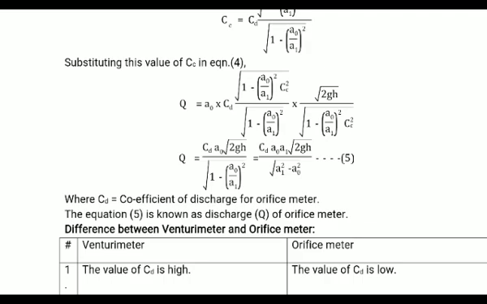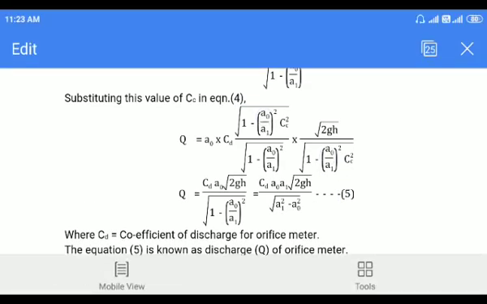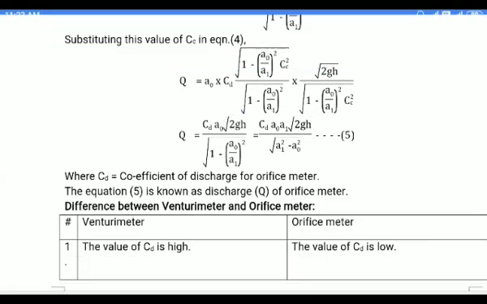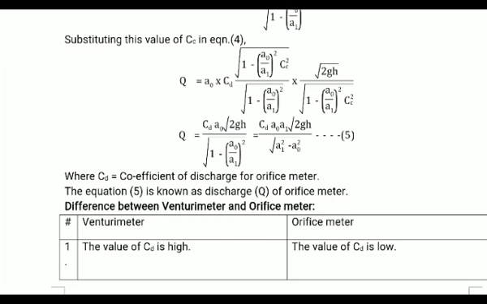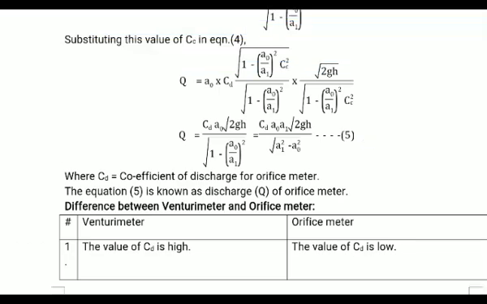Here this gets cancelled, this and this get cancelled, and the remaining will be Q equal to Cd into A0 into the square root of 2gh divided by the square root of 1 minus (A0 divided by A1) whole square. After simplification we get this value, equation number 5. This equation number 5 is known as the discharge of an orifice meter, and it is used for solving problems. Thank you.